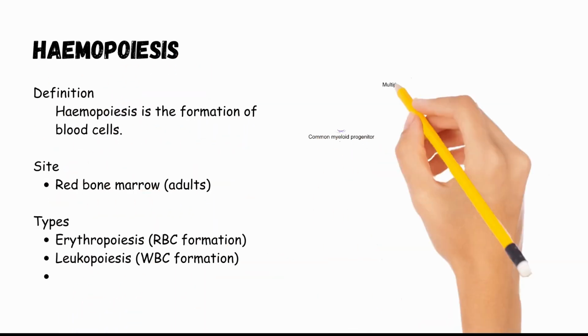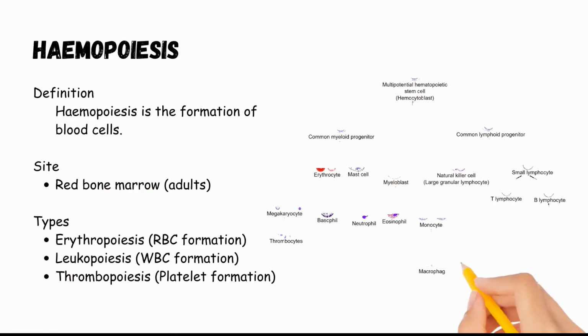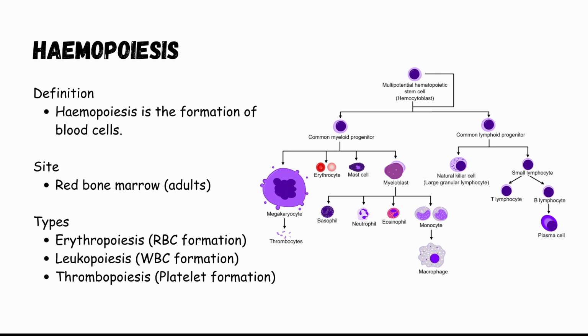Haemopoiesis is the process of blood cell formation. In adults, it occurs in the red bone marrow of flat bones such as the sternum, ribs, pelvis, and vertebrae. All blood cells originate from a single hematopoietic stem cell. There are 3 main types: erythropoiesis, RBC formation; leukopoiesis, WBC formation; thrombopoiesis, platelet formation. This process is regulated by hormones like erythropoietin.